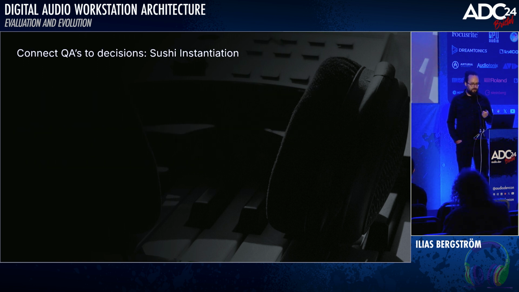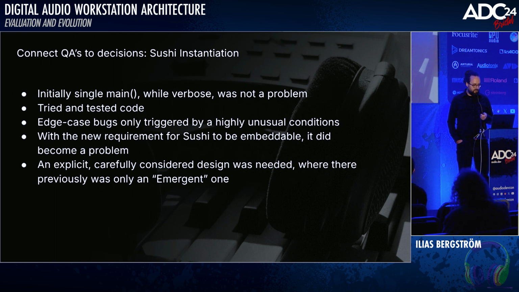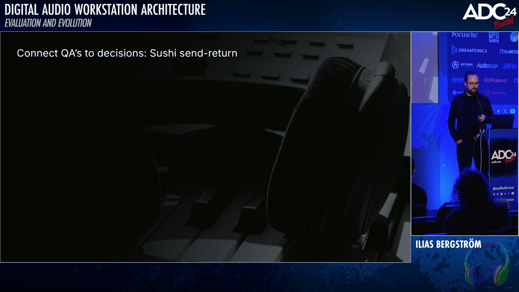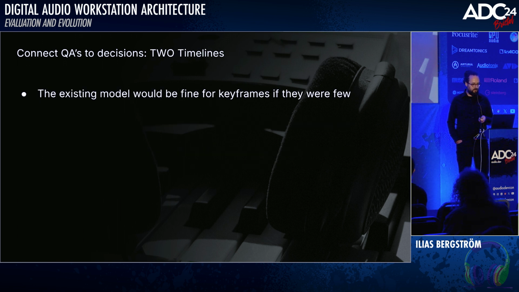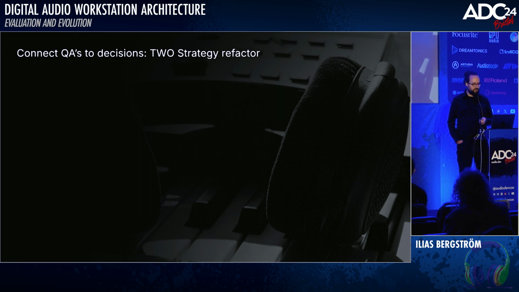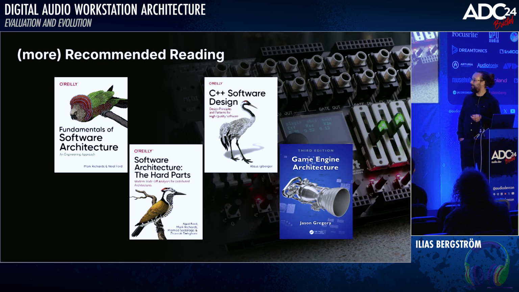So I'll very quickly wrap up. To connect quality attributes to decisions, in terms of the Sushi instantiation, there were quality attribute requirements for its extendability and modifiability that the refactor allowed. In terms of usability, the change with the audio graph and send return directly connects to the consistency quality attribute. And for timelines, as we saw, the existing requirement for allowing plugins is something that the strategy refactor requires. I'm skipping through these because it's kind of repeating things, and I'd rather leave time for questions.